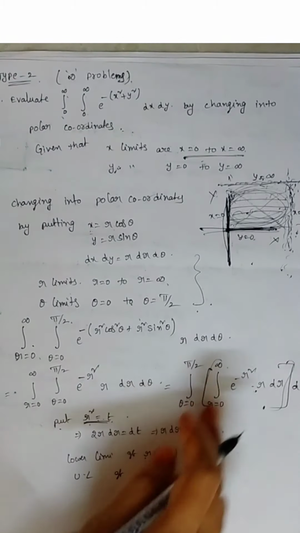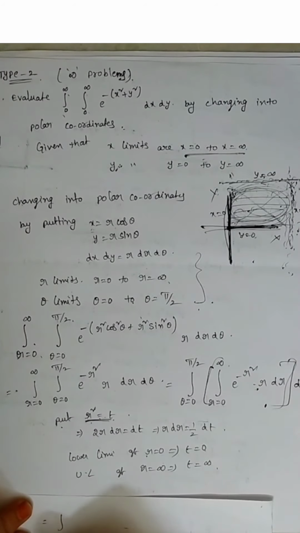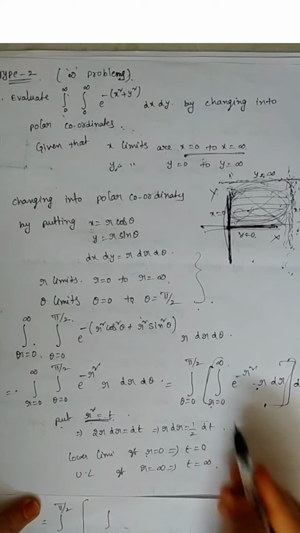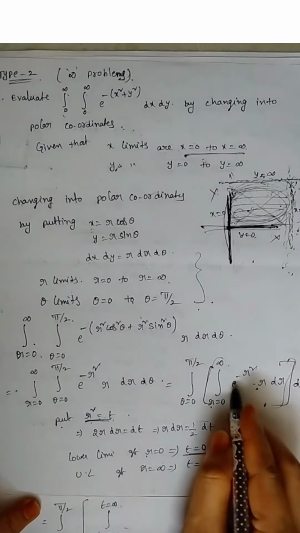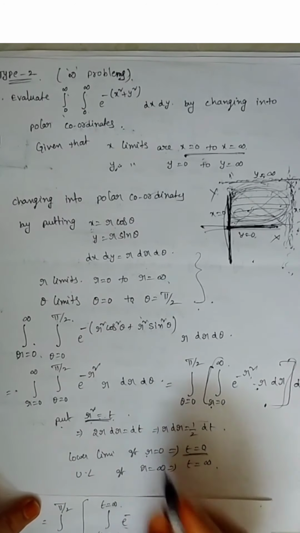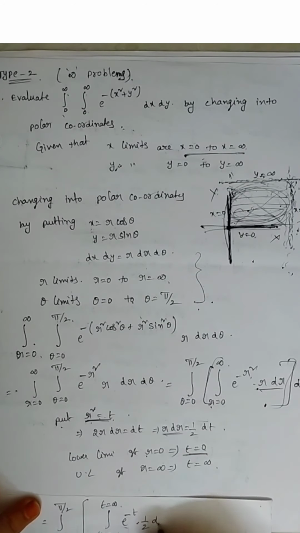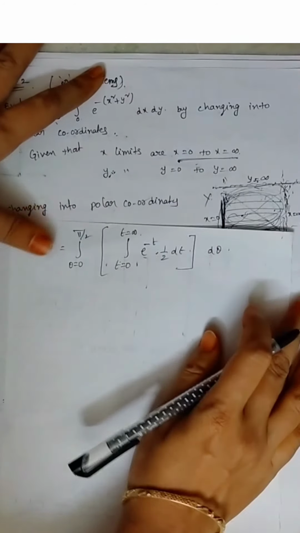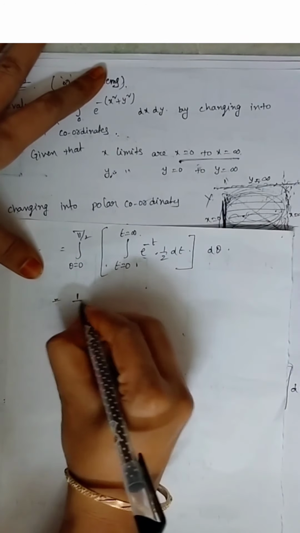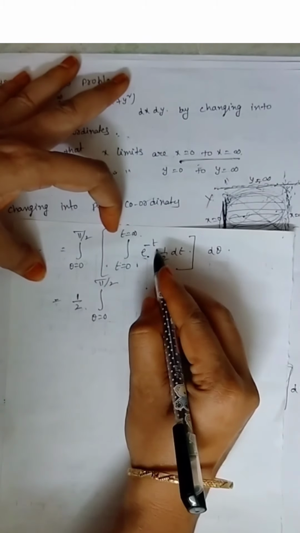Substitute all the values in this integration. So that is integral theta equals 0 to pi by 2, integral, for r equals 0 you can change to t equals 0 to t equals infinity, e power minus r square means e power minus t, r dr means 1 by 2 into dt, into d theta. Okay, now we have to find this integration. 1 by 2 is constant, you can write outside. 1 by 2 integral theta equals 0 to pi by 2, e power minus t into dt.